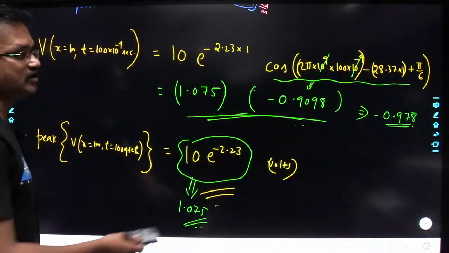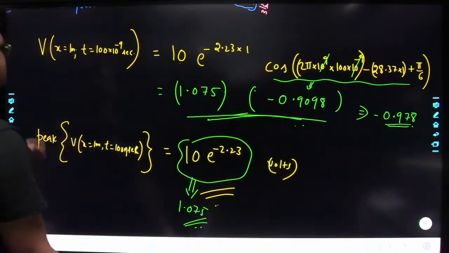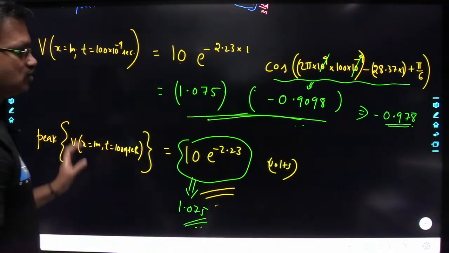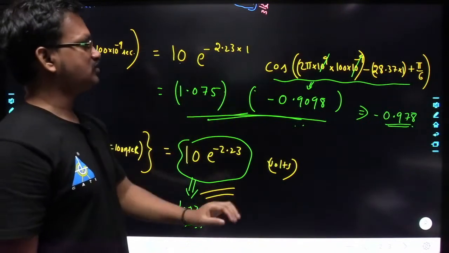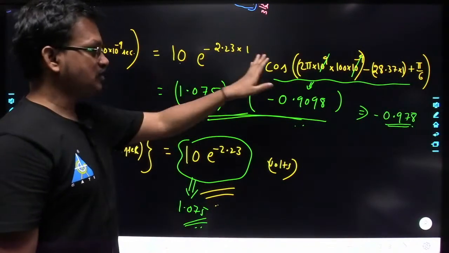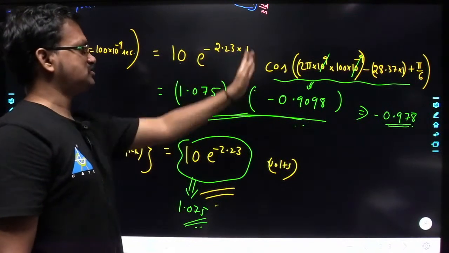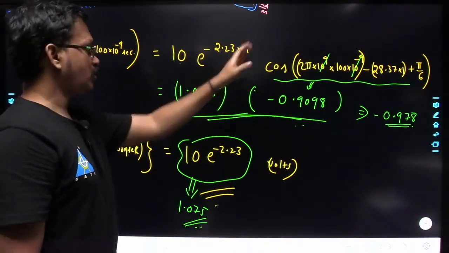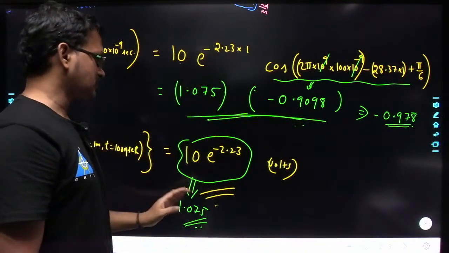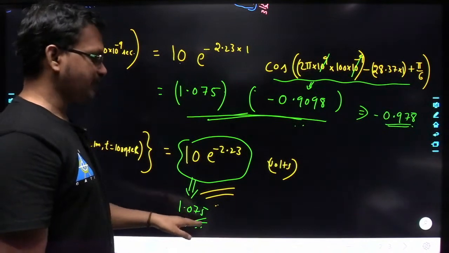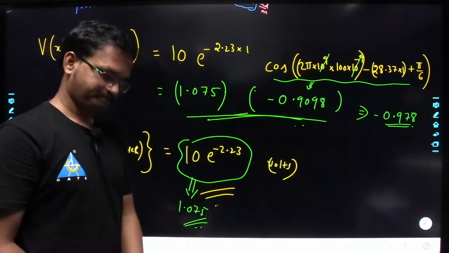This is the instantaneous value of the voltage at x equal to 1 and t equal to 100 nanoseconds. If you want only the peak value, the peak value is nothing but the coefficient of this cos function. This is the peak amplitude. Yes or no? The peak amplitude of the wave is 10 into e power minus 2.23, that is 1.075.